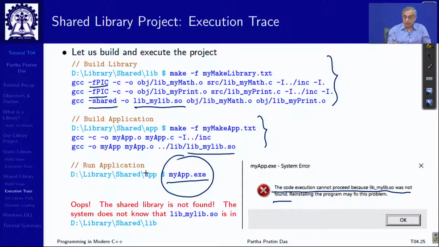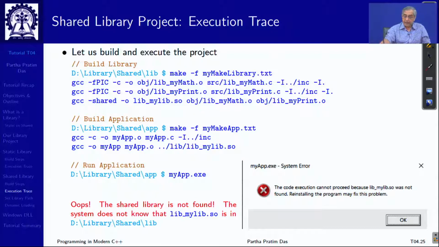Now it is not so. To be able to execute this, I also need this file at runtime, because that is where the actual function codes are. So I need to somehow communicate to the system where this .so is. Otherwise, it will not be able to go there and start executing the function. That is the basic gap that happens.